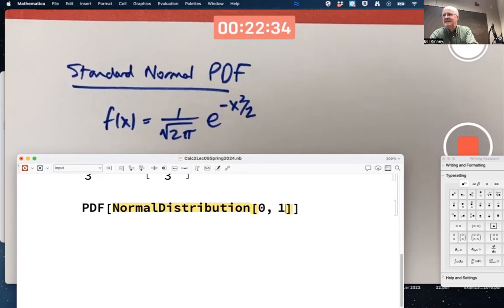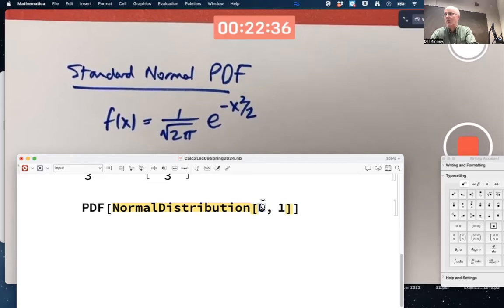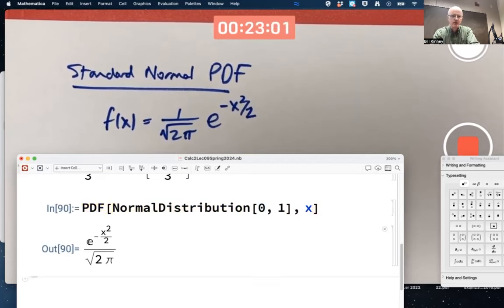0, 1 means a mean of 0. The graph is centered at 0. That's where the peak is of the bell-shaped curve. The 1 means what's called a standard deviation of 1. It means the inflection points are at plus or minus 1, 1 unit away from the y-axis. Comma x outside here, we'll say the variable is x. There's the formula.